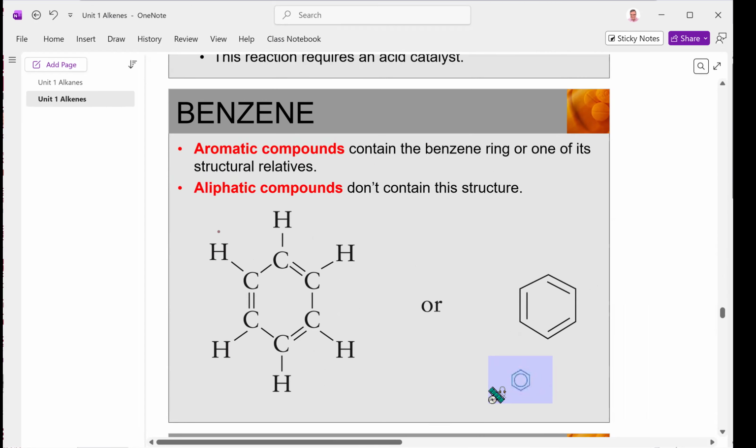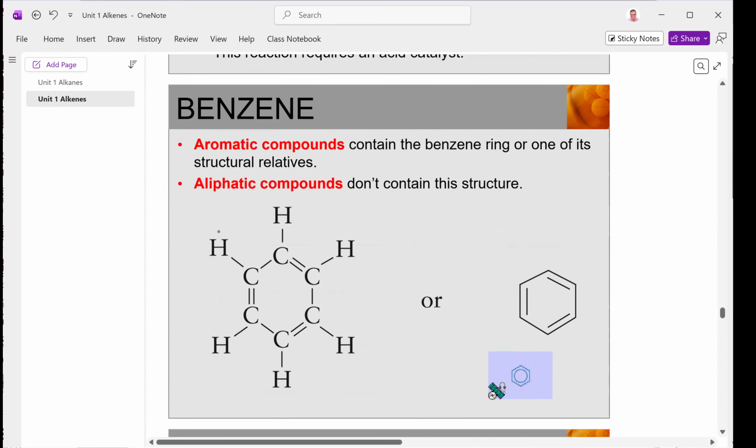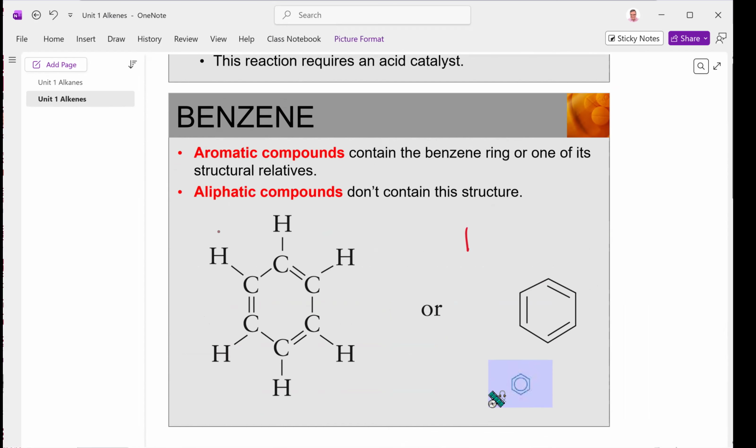It also includes fused benzene rings. Now, the other way to write it is like this. And 99.9% of the time, that's the way it's written, with a circle in the middle. Okay, so this is considered aromatic as well as that, etc.